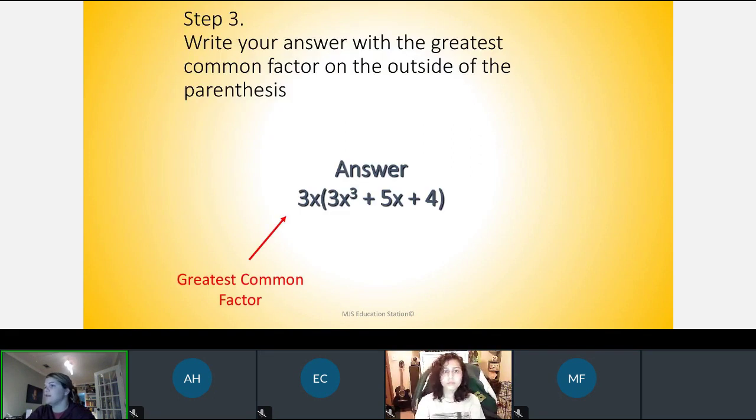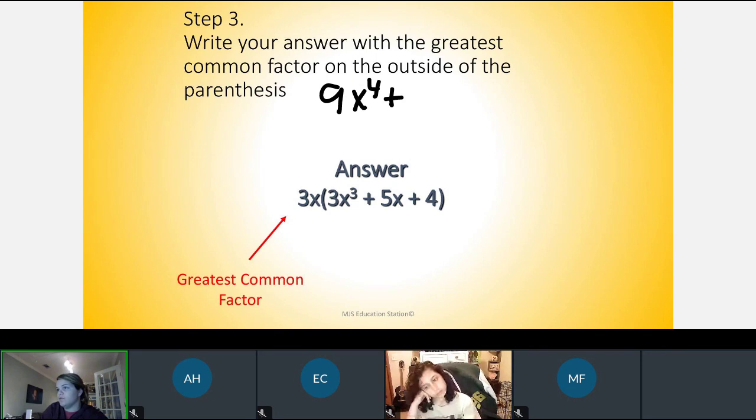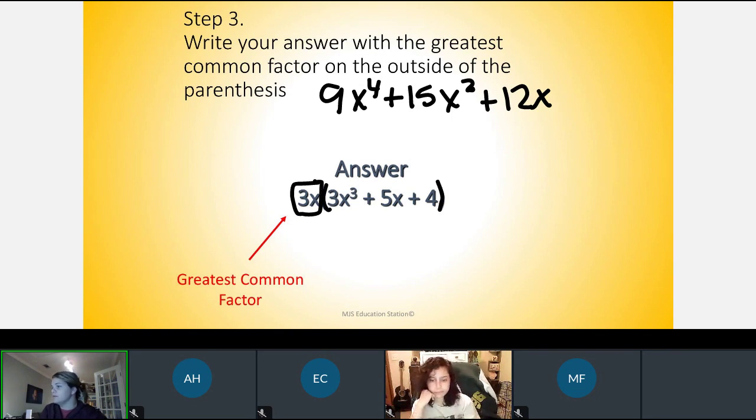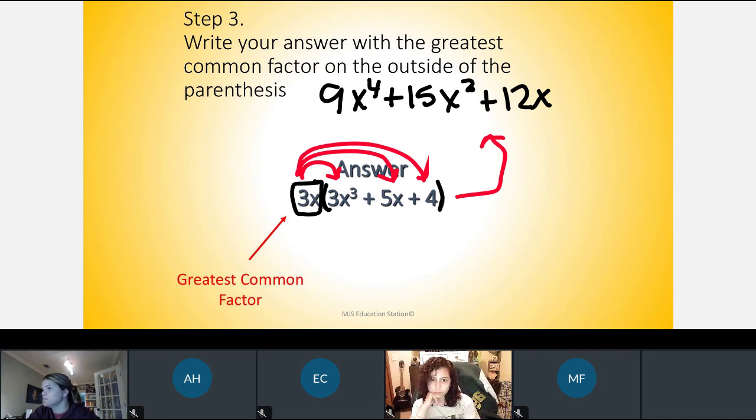So, final answer, writing this, we're going to pull out that 3x from our original equation. Our original equation, again, was 9x to the 4th plus 15x squared plus 12x. So we're pulling that 3x out in front, and everything else gets rewritten in the parentheses. Going back to our exponent rules, if I wanted to multiply this all out, I should get my original. What you are working on today in the course and in class is identifying the greatest common factor and pulling it out and then rewriting what's left.